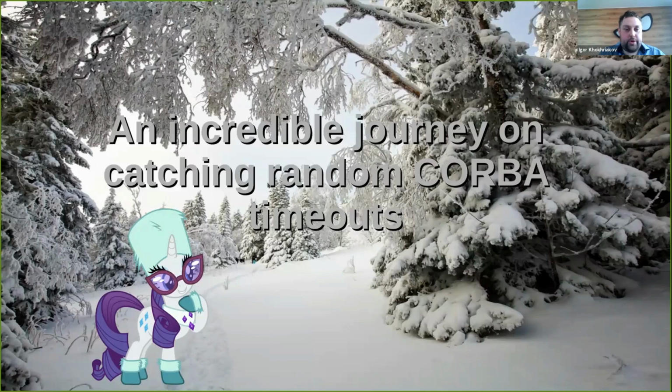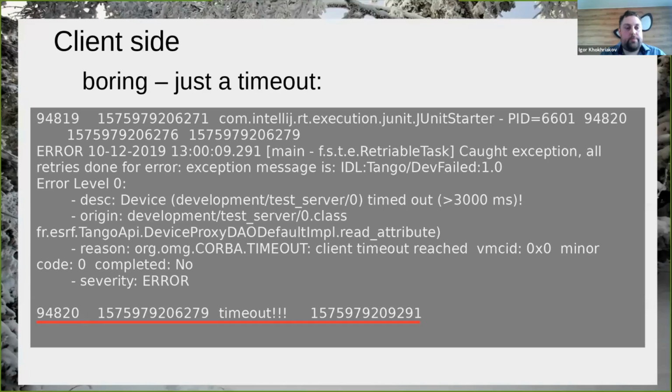And so this is an incredible journey on catching random Korma timeouts, which were not that random actually. That was a really boring thing that we experienced at our beamlines at Petra for several years. It was basically a timeout, which was quite random, but it occurred in every run. For instance, if you run in a loop 1 million requests, then somewhere around the 300K request or 500K request, it will definitely fail with the timeout.